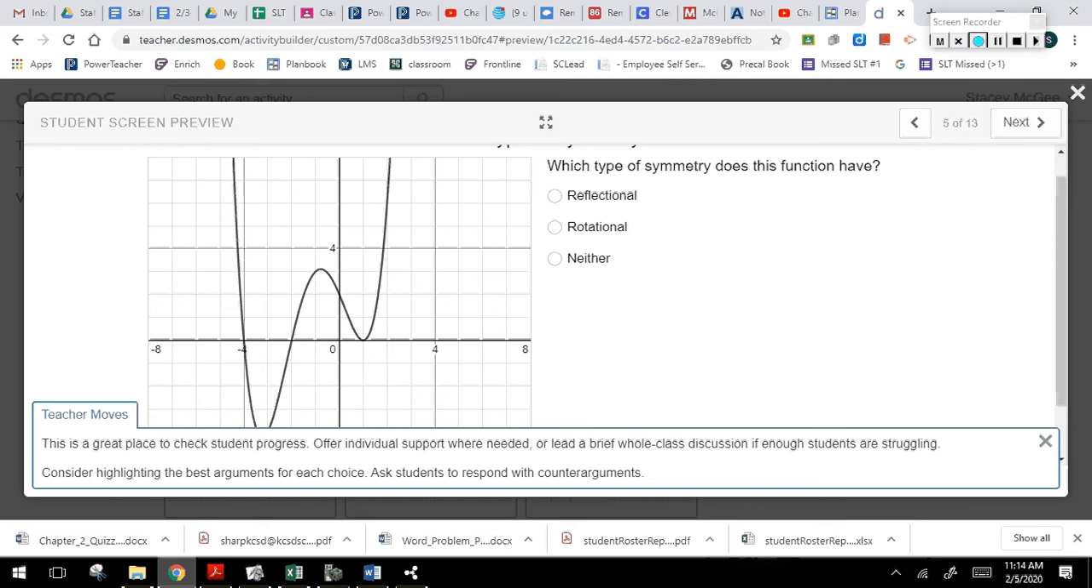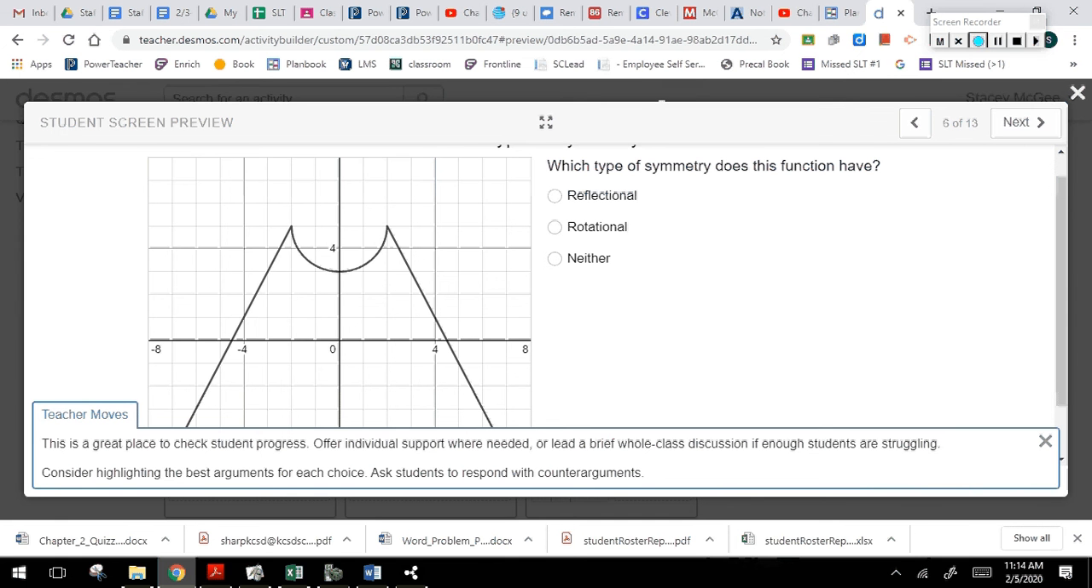This is another Desmos that I really like to do with y'all whenever I introduce this section, but we were behind from our Desmos yesterday. How about this one? Line reflectional, absolutely. You're getting the hang of it, right?